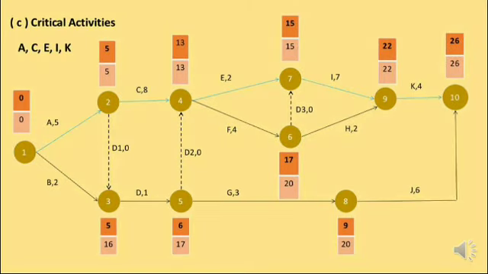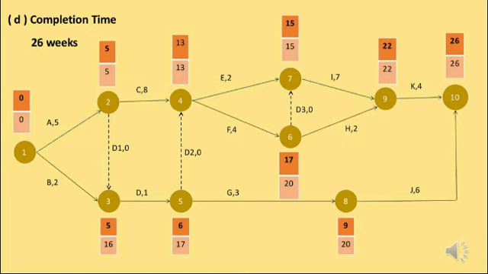Okay, next question is critical activities. For the critical activities, we choose the activities that will not affect the completion time. The critical activities for this project are A, C, E, I, and K. Once we calculate EET and LET, we will get the completion time. Completion time is the amount of time to finish the project. So the completion time of this project is 26 weeks.